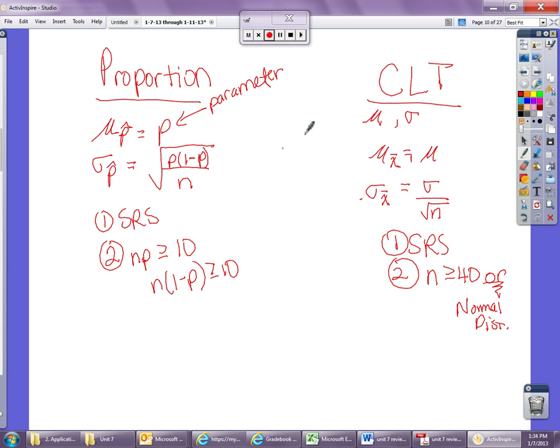Okay? So those were the two main concepts of this unit. You do need to make sure that you know the normal curve. You need to know how to use normal CDF. And you also need to know how to use the inverse norm when you're given a percentile. Alright, if there's any questions, please make sure that you see Mrs. Conway tomorrow morning.